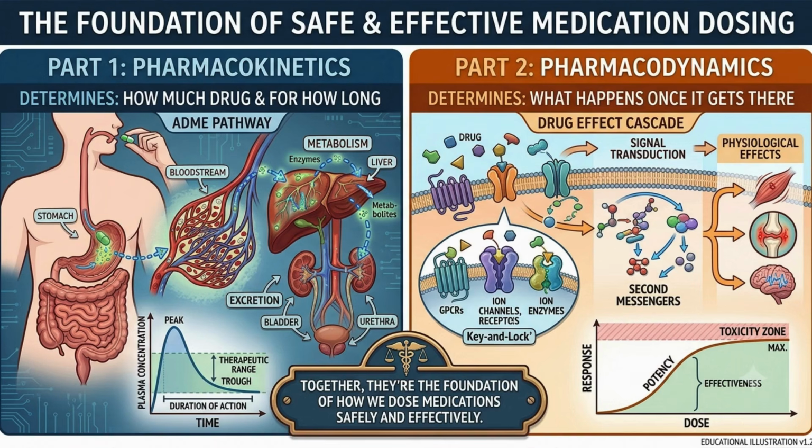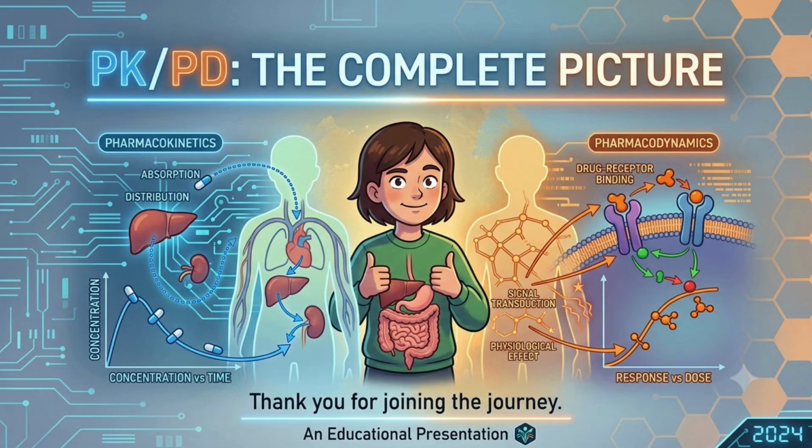So next time you take a pill, PK is the journey: absorption, distribution, metabolism, excretion. PD is the destination: what actually happens at the molecular level once the drug arrives. Together, they're the foundation of how we dose medications safely and effectively.